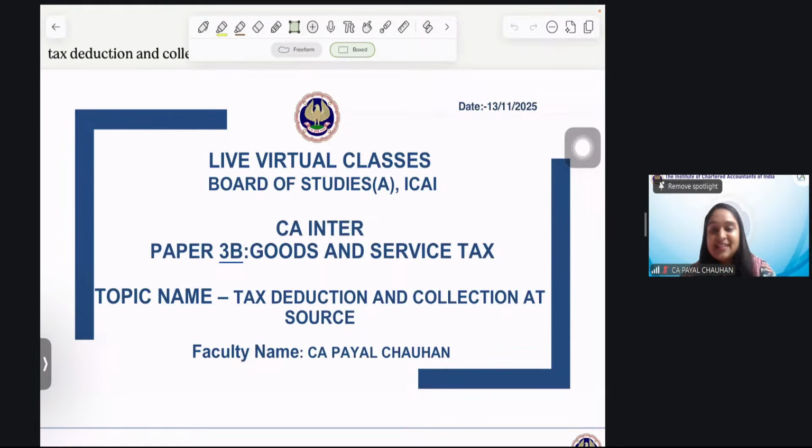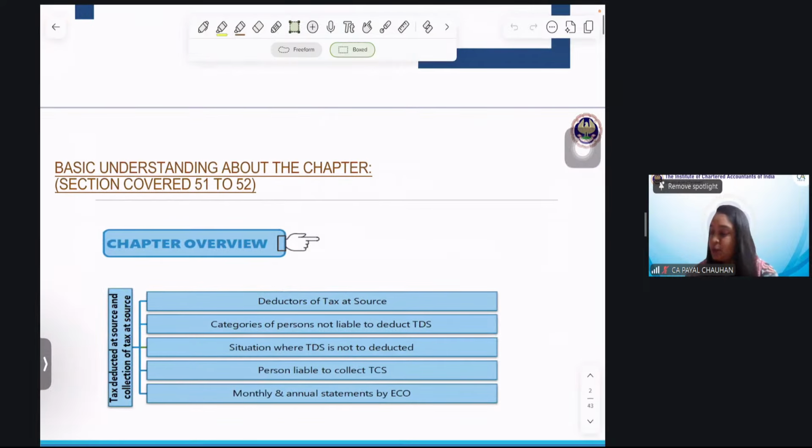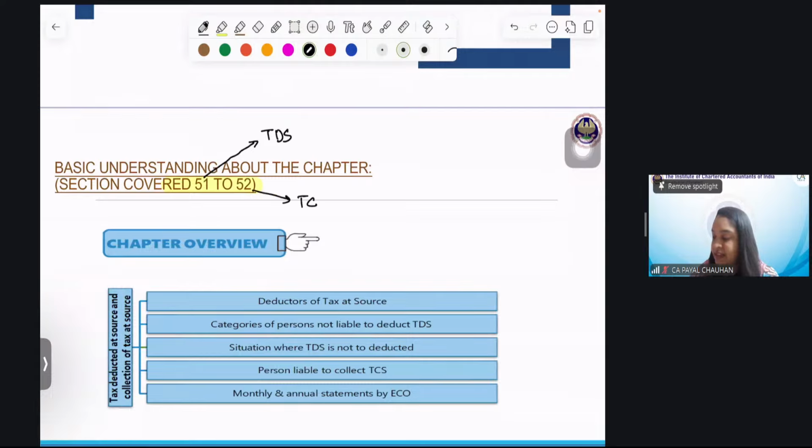Now we'll start. See, again, I have a small GST chapter, which is TDS and TCS. There are only two sections covered in it, section 51 and 52. How to learn that? It's simple. The first section, section 51, deals with TDS, and the second section deals with TCS, right? Tax deducted at source and tax collected at source.